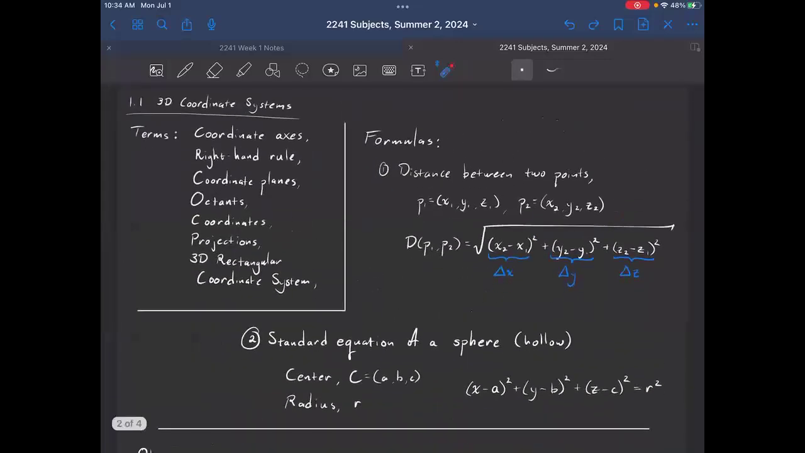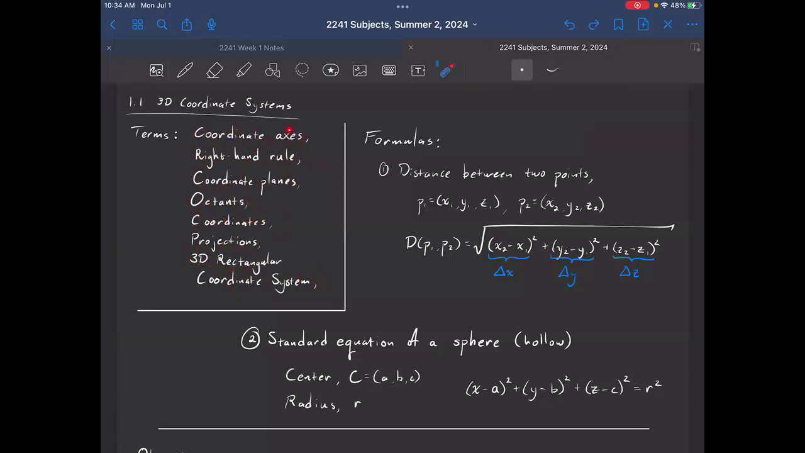This is week one. This video and the next video are going to be on 3D coordinate systems. So look for the corresponding section in your book, whichever version you're using, and follow along or read that and then watch this video. The terms that we'll be covering are coordinate axes, right-hand rule, coordinate planes, octants, coordinates, projections, and 3D rectangular coordinate systems.